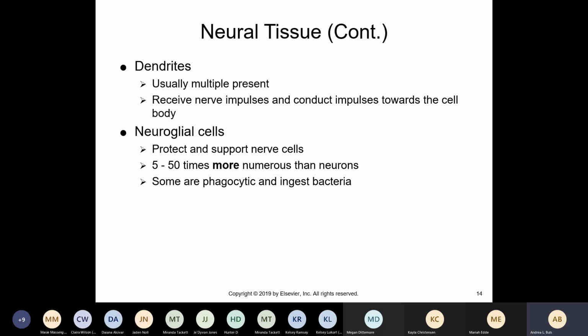And then, like I said, those neuroglial cells protect and support those nerve cells. They are 5 to 50 times more numerous than neurons. Some of these cells are phagocytic and ingest bacteria as well.